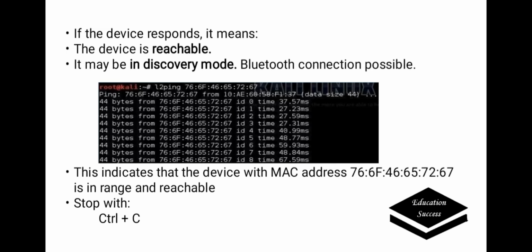If the device responds, or if the device is showing some output like this, it means it is a reachable device. It may be in discovery mode, so a Bluetooth connection is possible. This indicates that the device with MAC address 76:6F:46:65:72:67 is in range and reachable. If it is, start the ping. We can stop the ping or scanning with Control C.